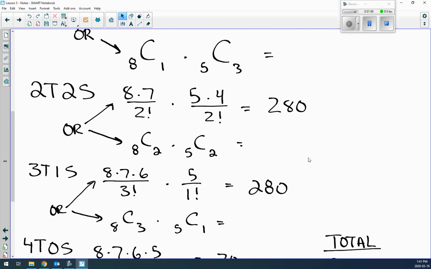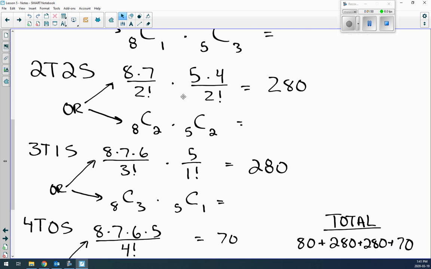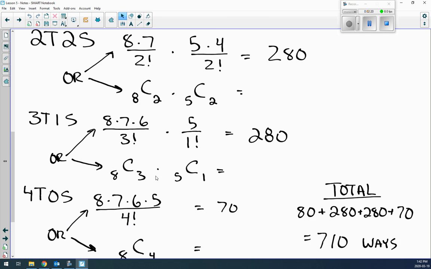The next restriction is 2 teachers, 2 students. For teachers, we can go 8 times 7, because there's 8 teachers in total, so 8 and then 7, and 2 factorial, because it doesn't matter the order that we're picking them in. And then for students, 2 students, so 5 times 4, again divided by 2 factorial. And again, you could figure that out with your calculator to get 280. Now, a nicer way to do it is 8 choose 2, 8 teachers, choose 2 of them, 5 students, choose 2 of them. Multiply this together, and you'll still get the 280.